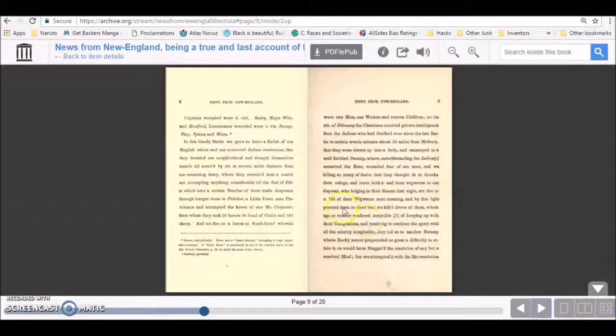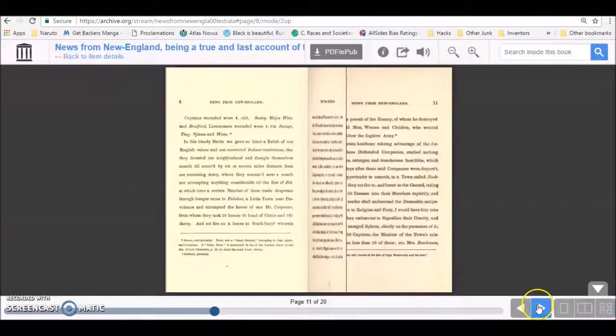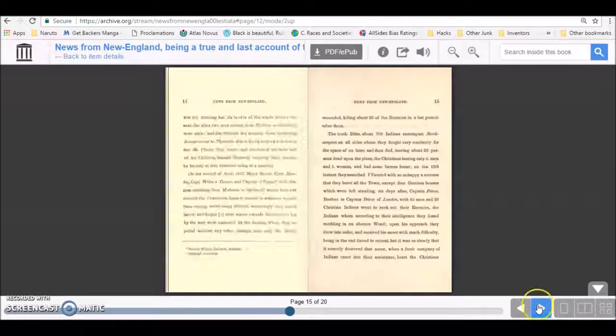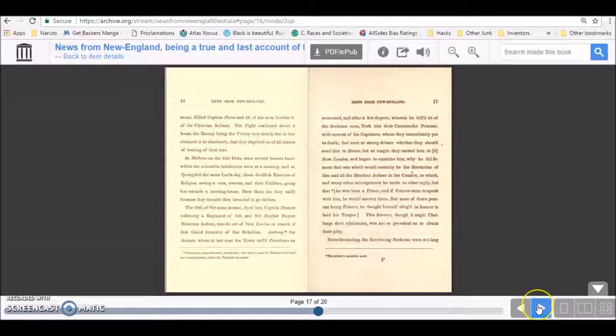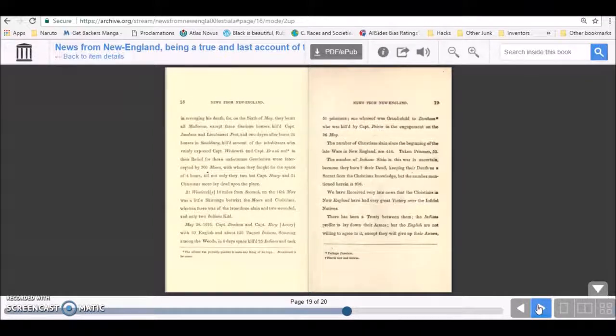Here's another village. 150 of their wigwams they set fire to. So they burned 150. They burned a village of 150 wigwams. Now that village population size would have been around, what, 600 to 700. But let me move on. I'm gonna move on. Let me see. Boom, boom. 700 Indians. 700 Moors.